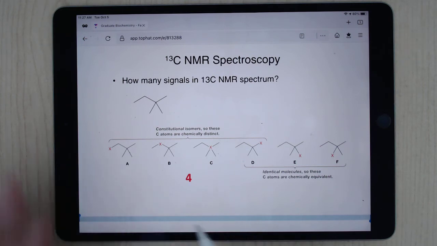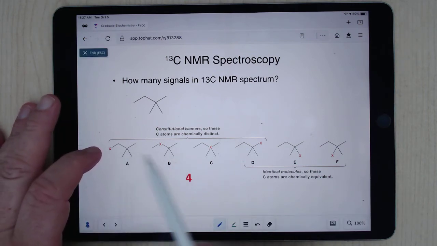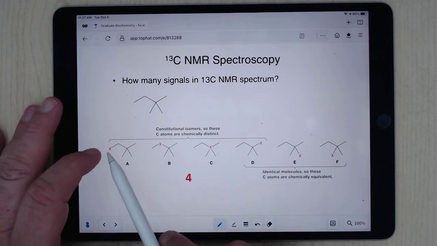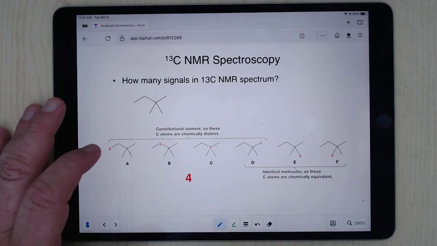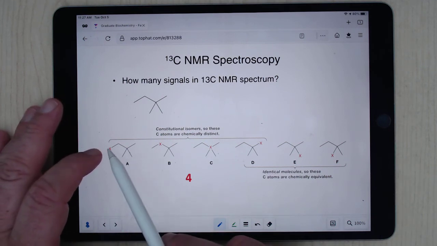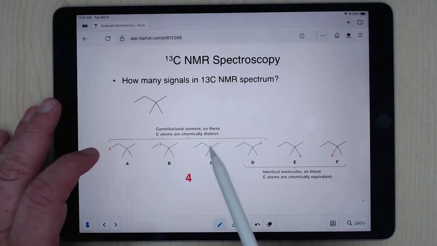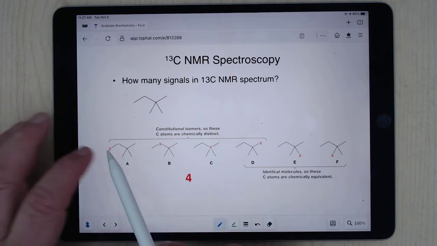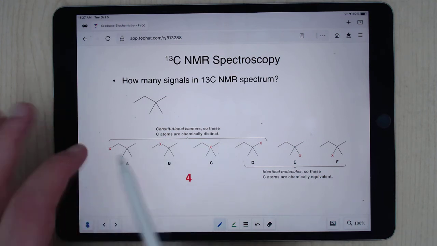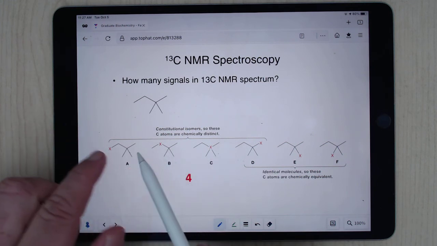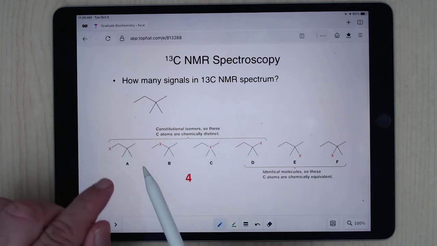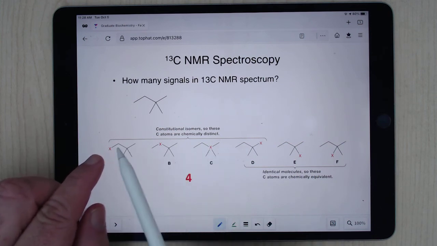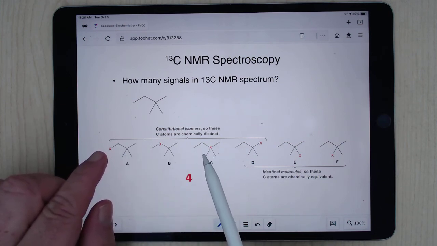Okay, and so again, you can do the same thing where you draw in the molecules, and instead of the hydrogen substituting, you put the carbon substituting for X. And so for A, B, and C, there's no way that I can flip this molecule to make it look like this, because it's at the end. Even if I flip the molecule over, the methyl groups will be on the other side. So the carbons here, here, and here would give distinct signals.